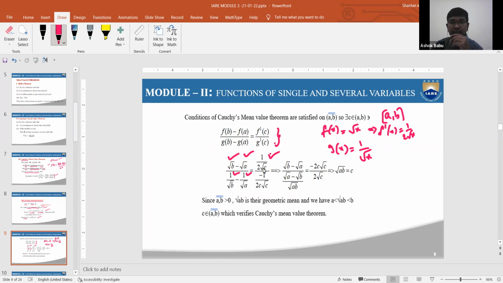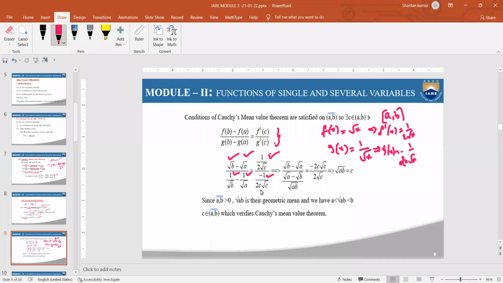And again, g dash of x, as we know, is equal to minus 1 by 2x into root x. Therefore, g dash of c is equal to minus 1 by 2c into root c, because for g dash of x you need to replace x with c. Therefore, minus 1 by 2c into root c.